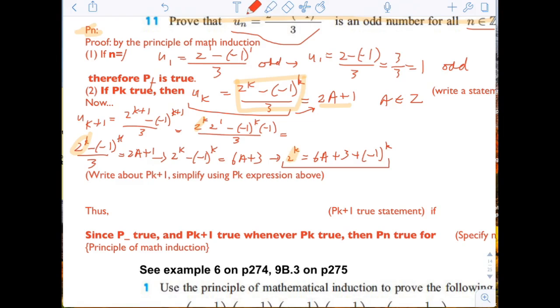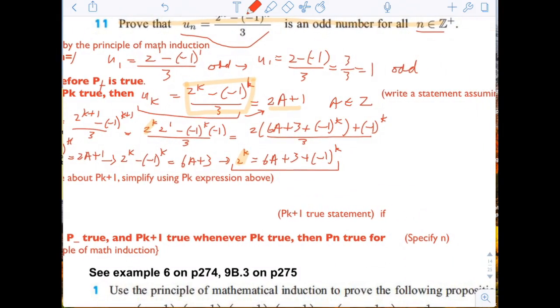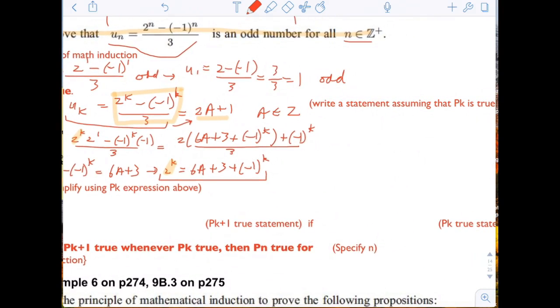Let's do that. So now we'll have 2 times 6a plus 3 plus negative 1 to the k, minus negative 1 to the k, divided by 3. That's messy. Is that good? Okay.